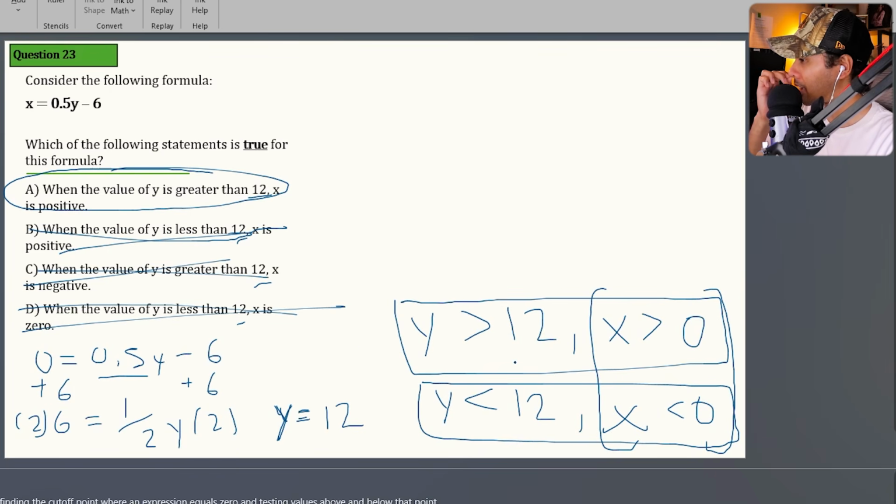So anything below 12 has to... This statement would be true if it says when the value of y is equal to 12, then x is 0. So that's why this one is not a correct statement.